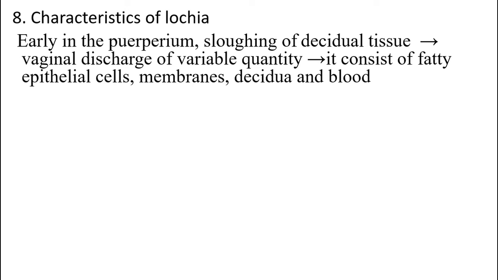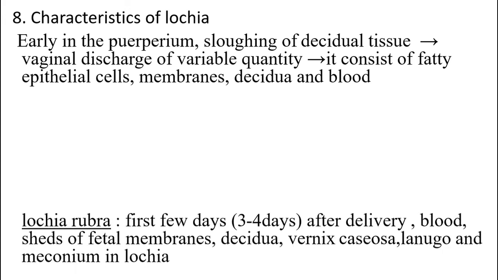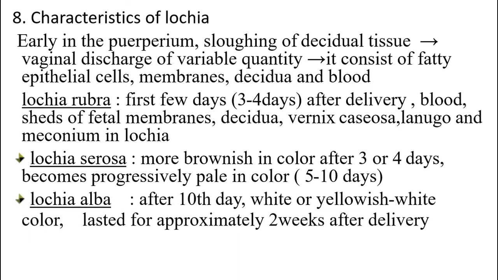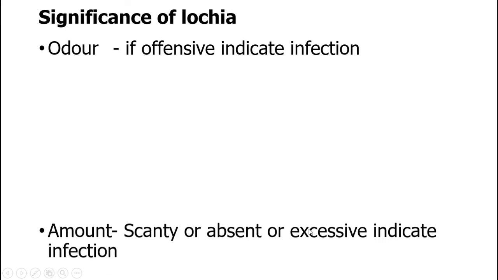Characteristics of lochia. Early in puerperium, sloughing of decidual tissue, vaginal discharge of variable quantity. It consists of fatty epithelial cells, membranes, decidua, and blood. Lochia rubra: within the first few days after delivery, blood, shreds of fetal membranes, decidua, vernix caseosa, lanugo, and meconium in lochia. Lochia serosa, more brownish in color after 3 to 5 days, becomes progressively pale in color. Lochia alba, after the 10th day, white or yellowish white color, lasts for approximately 2 weeks after delivery.